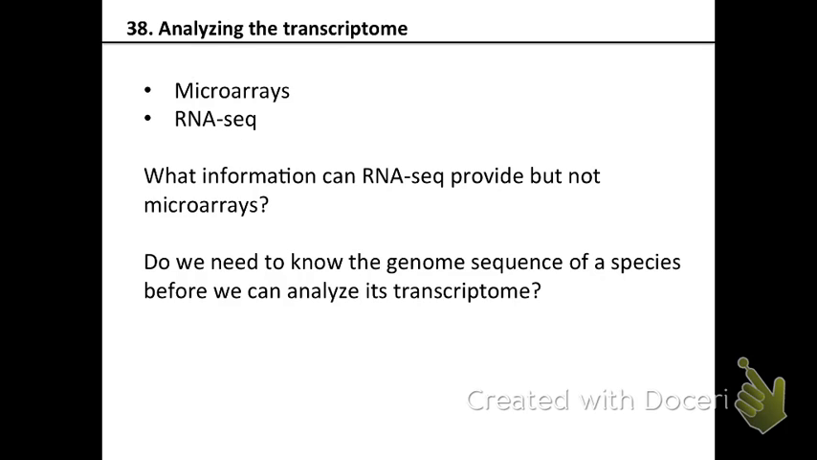If your genome annotation is incorrect and you miss a gene, you're never going to print that onto the microarray, and then you're not going to be able to analyze its expression, right? So that's different. How about this question then? Do we actually need to know the genome sequence of a species before we can analyze its transcriptome?